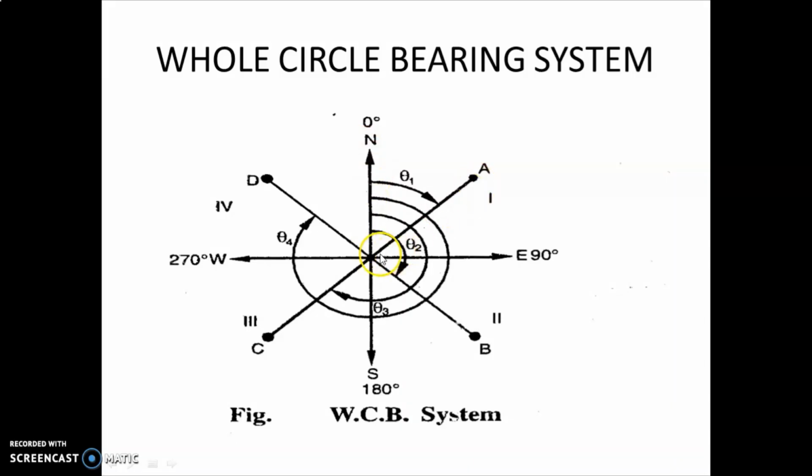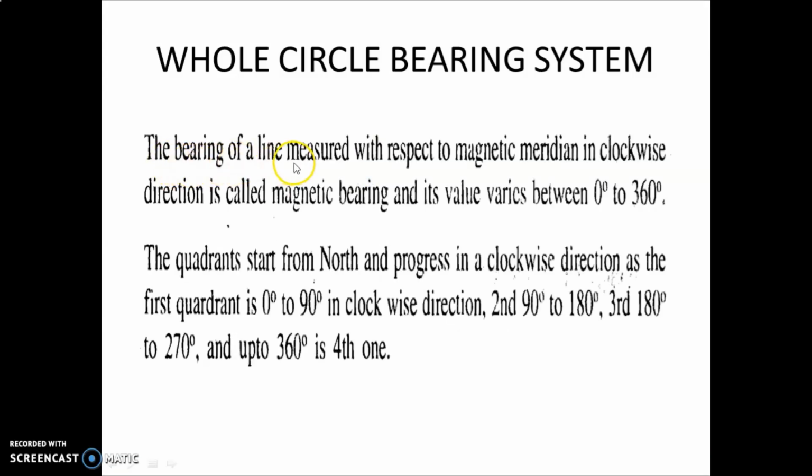So all the survey lines OA, OB, OC, OD, which lie in all 4 different zones, make the angles theta 1, theta 2, theta 3 and theta 4 with respect to the north direction. So this is nothing but your whole circle bearing. The bearing of a line measured with respect to the magnetic meridian in the clockwise direction is called magnetic bearing, and its value varies between 0 to 360 degree. Whole circle bearing means 0 to 360 degree.